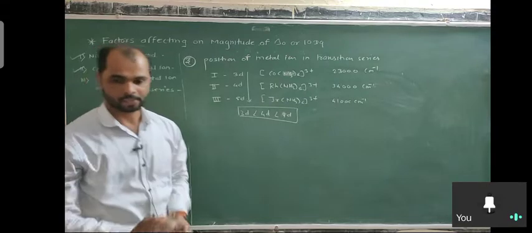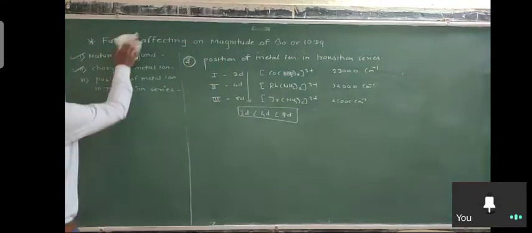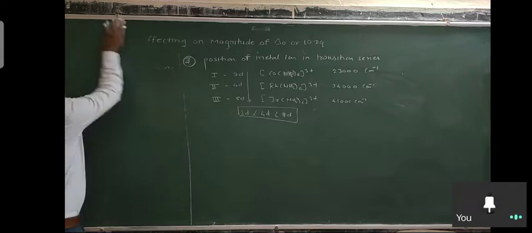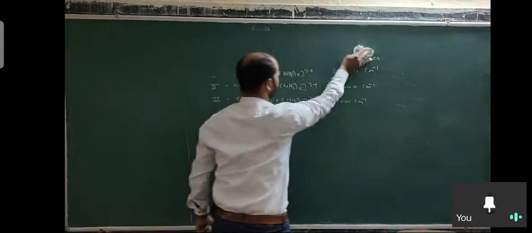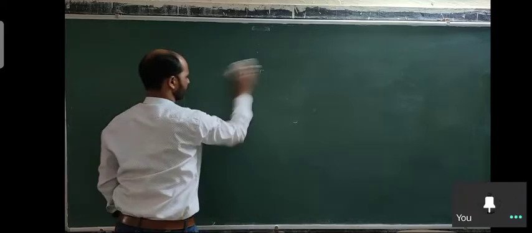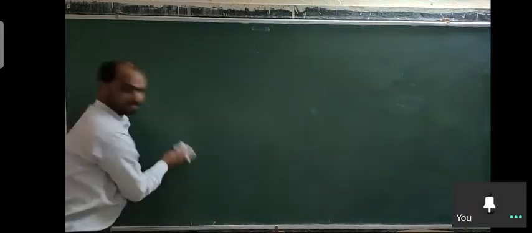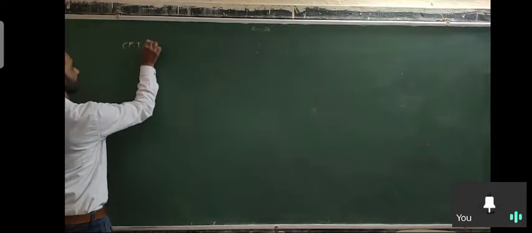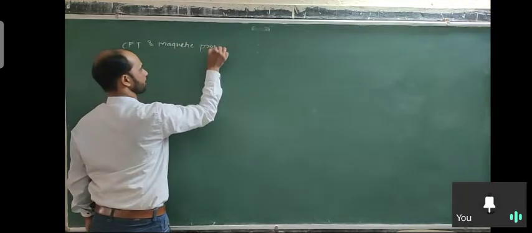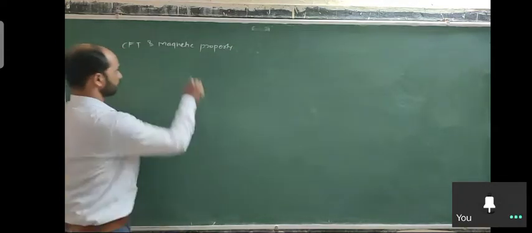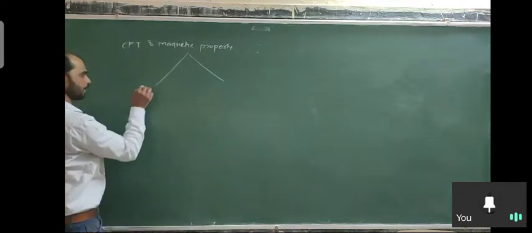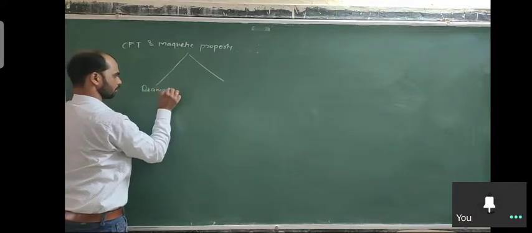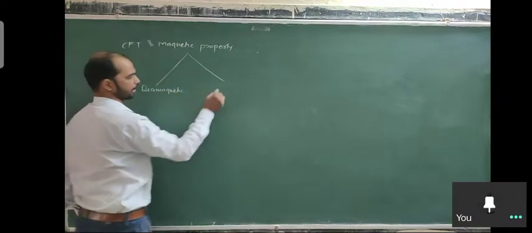So here we finish the factors affecting the 10Dq value, and the last point we just discuss is CFT and magnetic property. What is the magnetic property? There are two types of magnetic property: diamagnetic and paramagnetic.